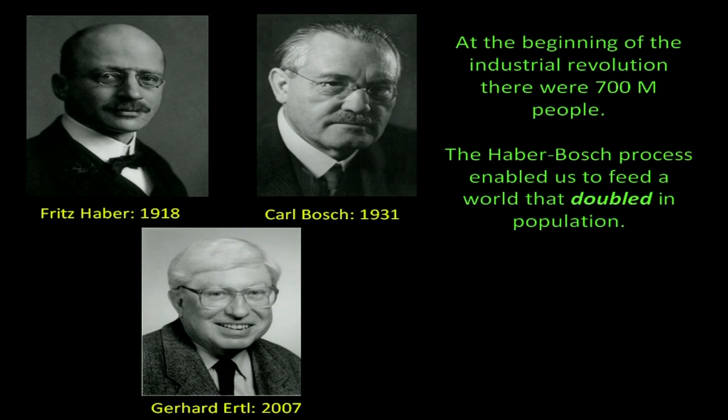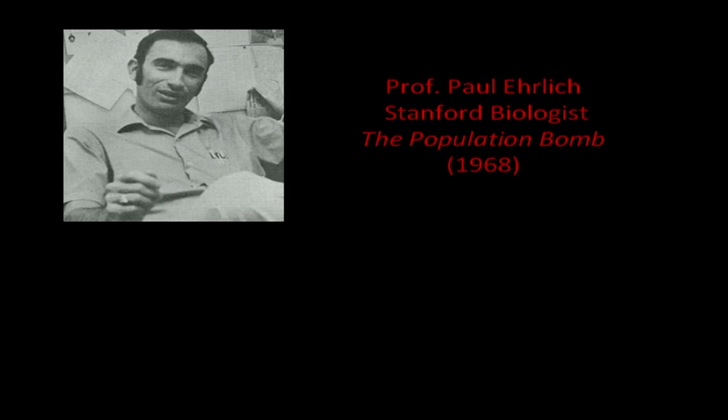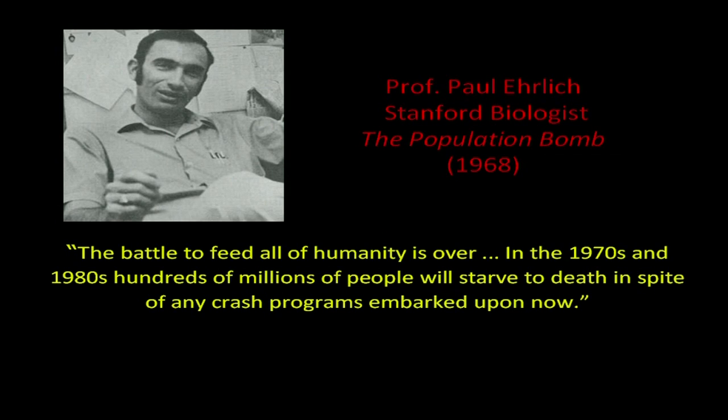But by the 1950s and 1960s, the population of the world was still expanding rapidly. And a professor at Stanford, Paul Ehrlich, said in a best-selling book called The Population Bomb, the battle to feed all humanity is over. In the 1970s and 1980s, hundreds of millions of people will starve to death in spite of any crash programs embarked upon now. And so he wrote this book. It came out in 1968. And you might ask, what happened?